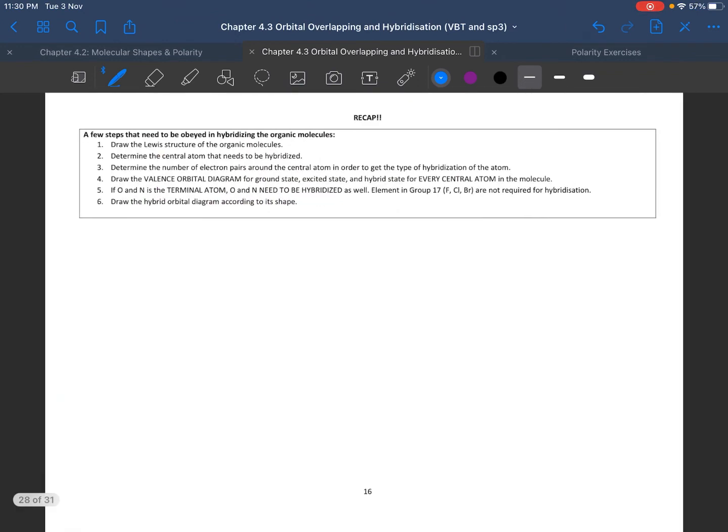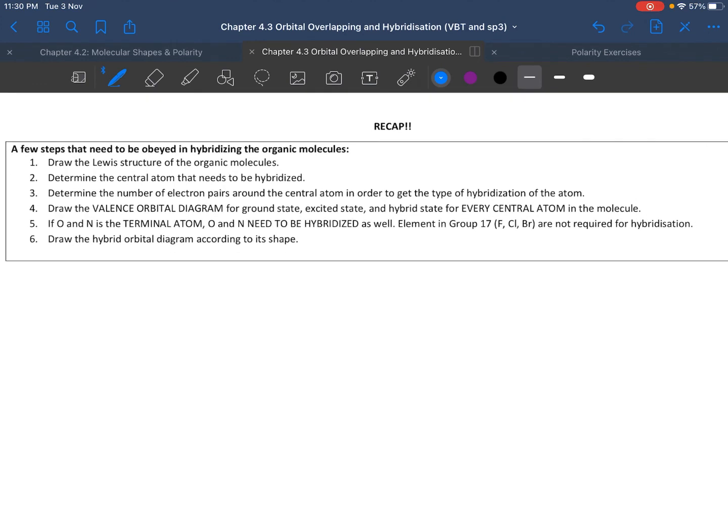Okay, so last one, recap. Okay, so recap ni maksudnya kita recap balik apa step yang perlu untuk draw hybridization of organic molecule. Okay, first, draw Lewis structure. Yes, semua orang tahu. Need to draw Lewis structure. So, siapa yang ada problem Lewis structure, study balik, make sure betul-betul tahu dan faham cara nak buat. Okay, and then next one, determine the central atom that need to be hybridized. Okay, usually central atom memang kita kena hybrid.